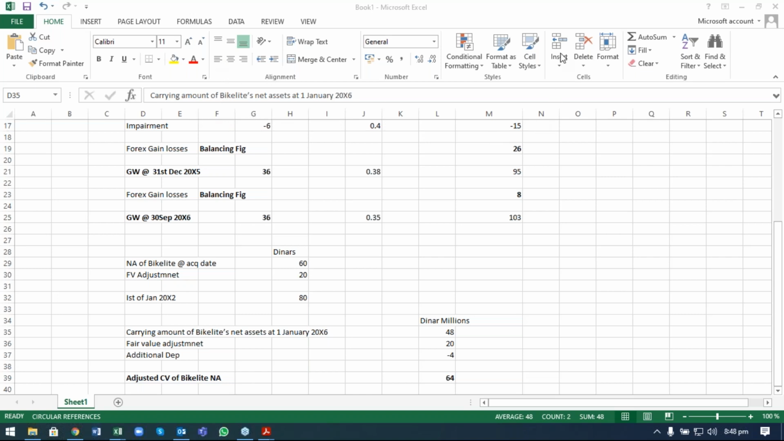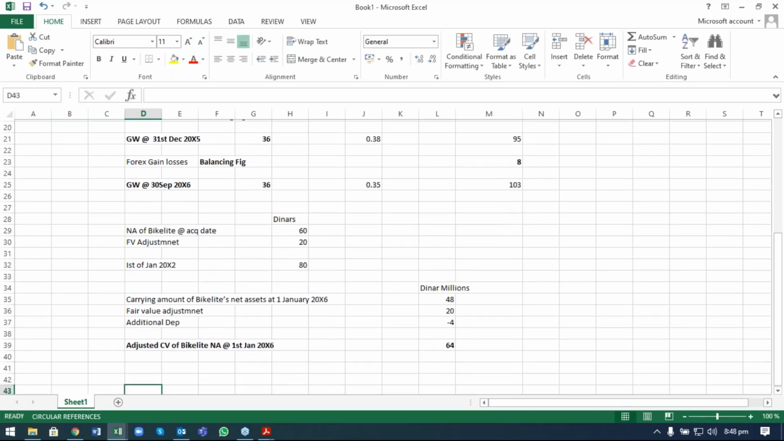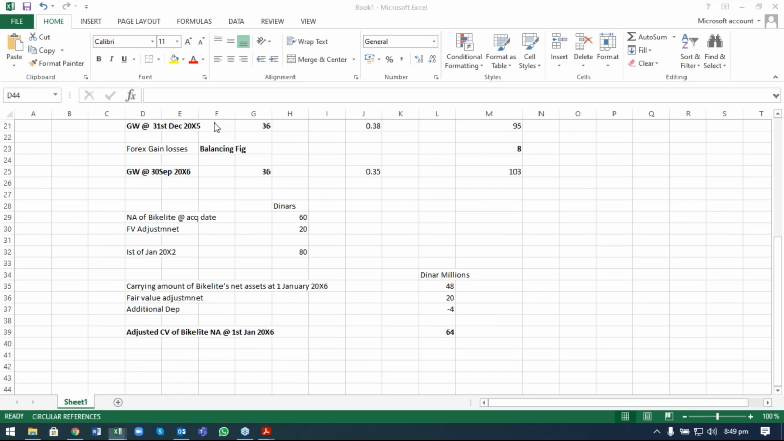Yes, this recording would be available. I hope this is clear. It's not 4 years and 9 months, because we are not calculating the 9 months right now. These are the adjusted carrying values of net assets at 1st January 20x6. Is it clear? Now the next working you'll be looking into is the explanation of goodwill.